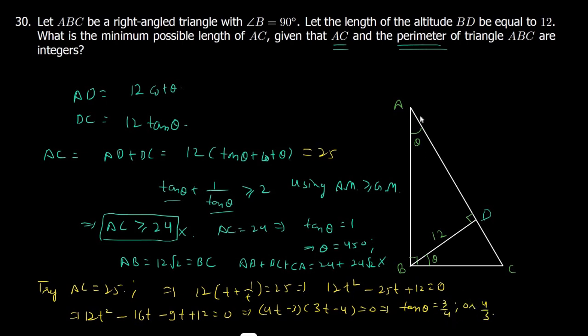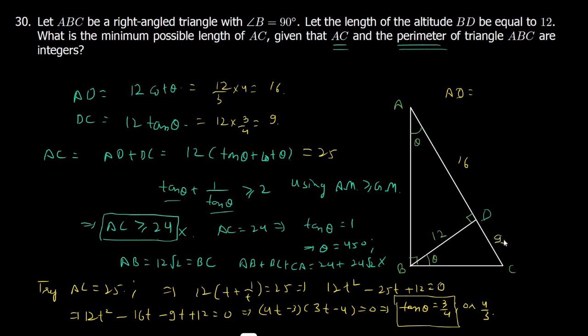In any case, what can you say about the values of AB and BC? See, if tan theta is 3 by 4, then what will be my AD? AD was 12 cot theta, that is 12 upon 3 into 4, that will turn out to be 16 units, and this will turn out to be 12 into 3 by 4, that is 9 units. So this will become 16, this will become 9.